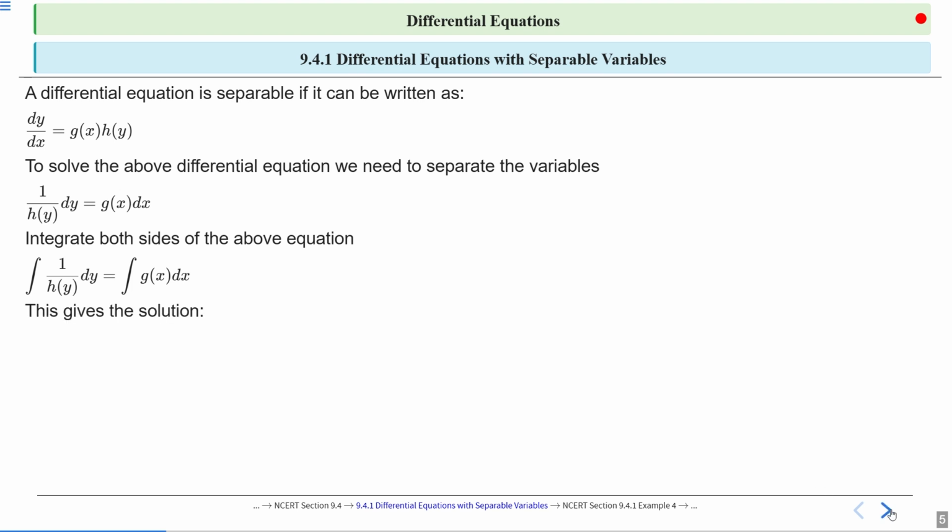This gives the solution H(y) is equal to G(x) plus c. So here, what is capital H(y) and what is capital G(x)? Capital H(y) is an antiderivative, and capital G(x) is an antiderivative. That is, when we integrate 1 by h(y) dy, the value of the indefinite integral without the constant of integration is capital H(y). And when we integrate g(x) dx, the value of the indefinite integral without the constant of integration is capital G(x), plus c, and c is a constant.